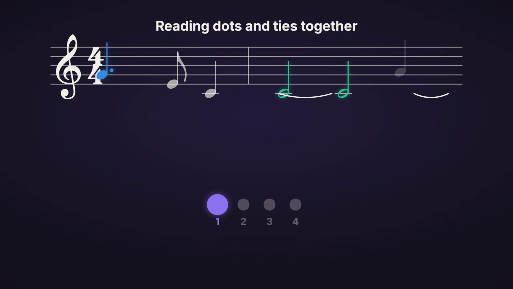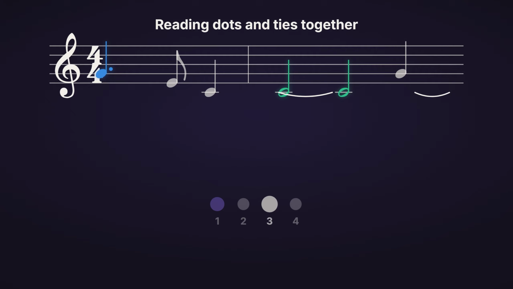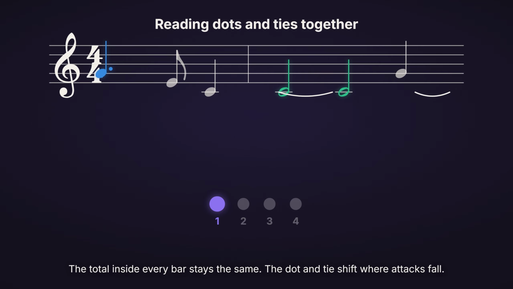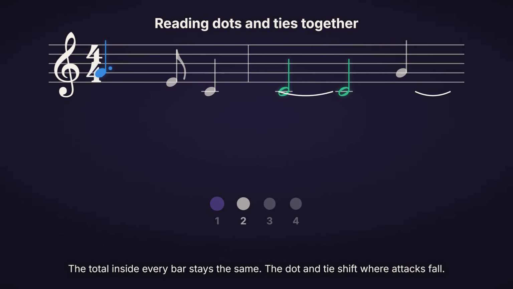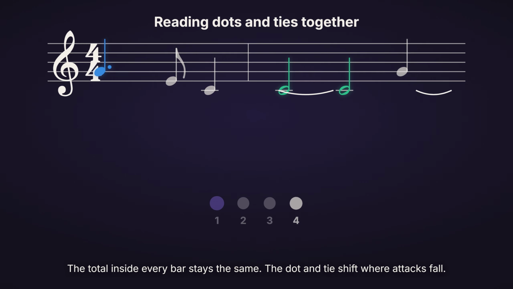Count steadily through every beat, say the numbers aloud, and notice that every bar adds up to exactly 4 beats. The dots and ties shift where the attacks fall, but the total capacity of the bar never changes. That is what the bar line guarantees, the sum inside is always constant. When the count stays steady and the arithmetic adds up, you are reading the rhythm correctly.